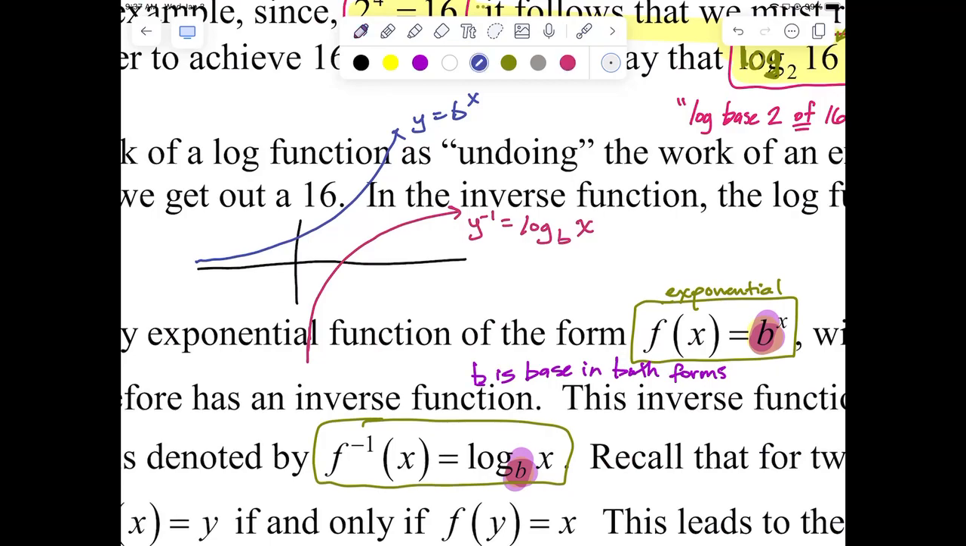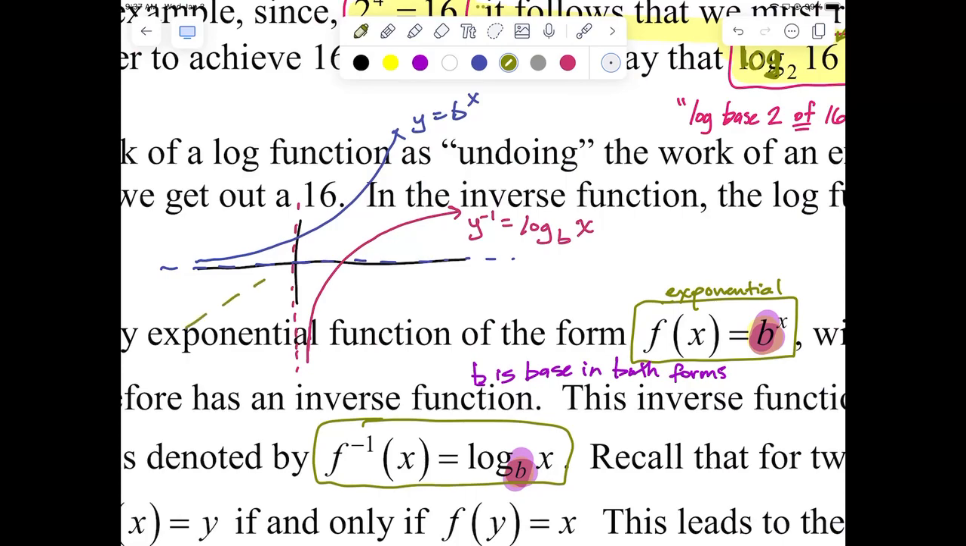And what other features do we have here? Remember, the exponential function has a horizontal asymptote on the x-axis, and the log function has a vertical asymptote on the y-axis. Do these two inverse graphs have any symmetry of each other? You remember the symmetry for inverses? Yeah, what is it across? They're reflections across what line?